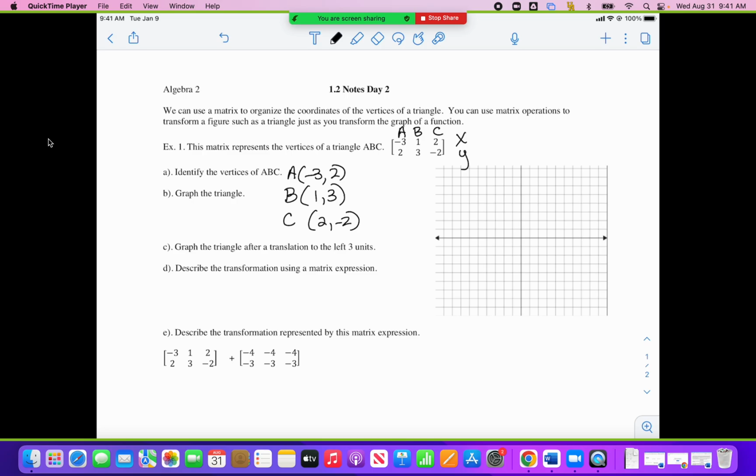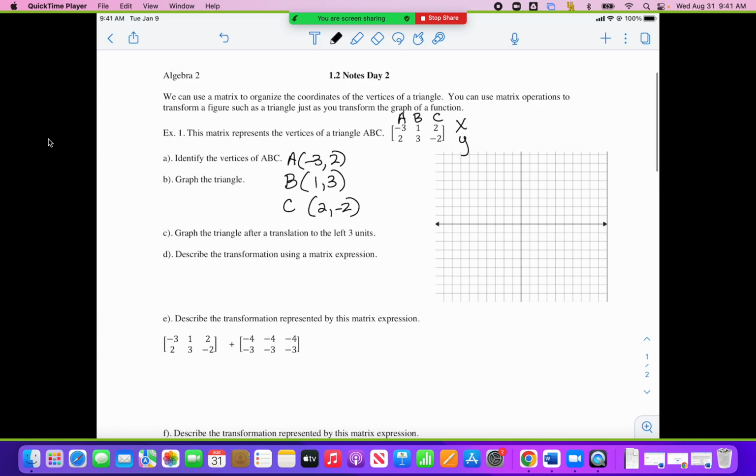So go ahead and plot it. Plot your 3 points. So if A is -3, 2, that's left 3, up 2. B is 1, 3, so it's right 1, up 3. C is 2, -2, so that's right 2, down 2.